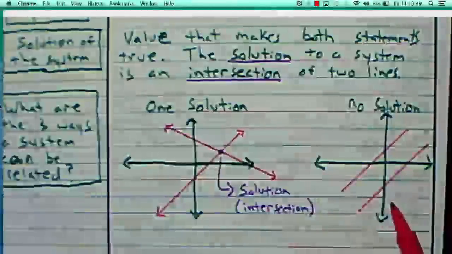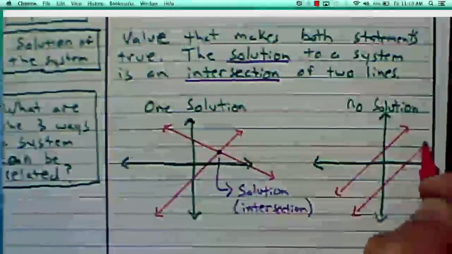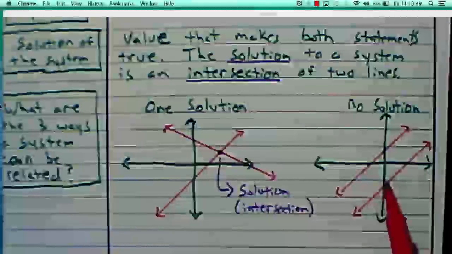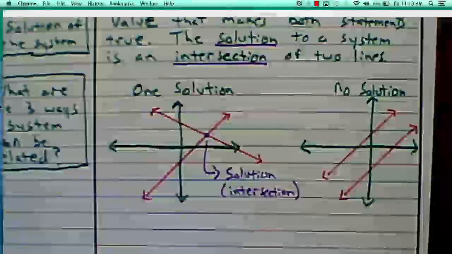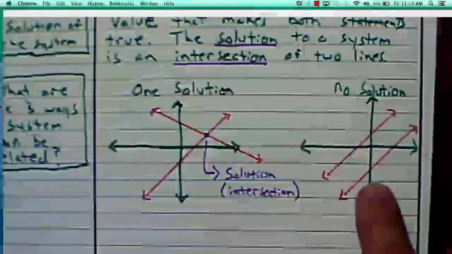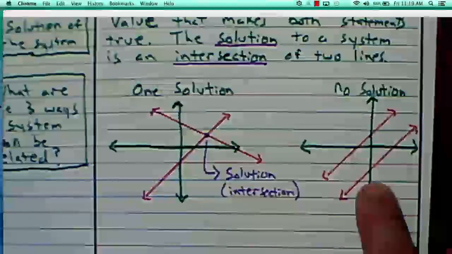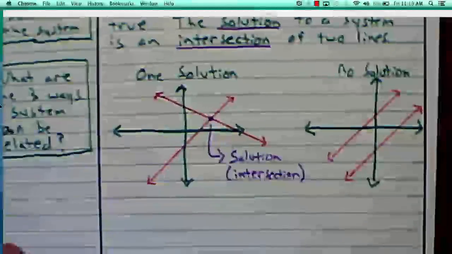and then I'm going to come parallel to that and draw a second line. Those lines appear to be parallel. They will never intersect, so there's no solution. Parallel lines have no intersection, therefore they would be a system with no solution.